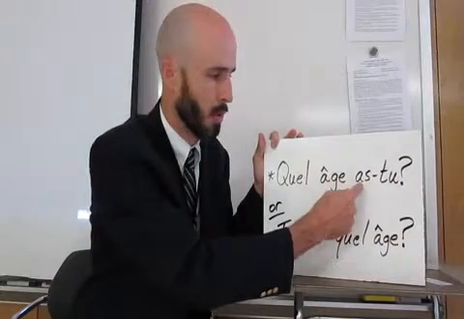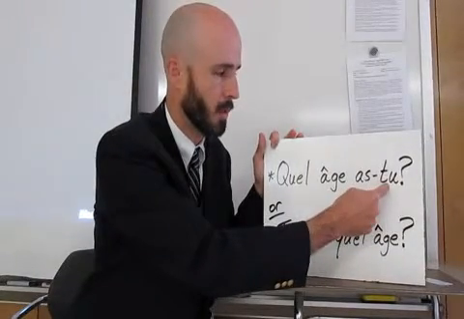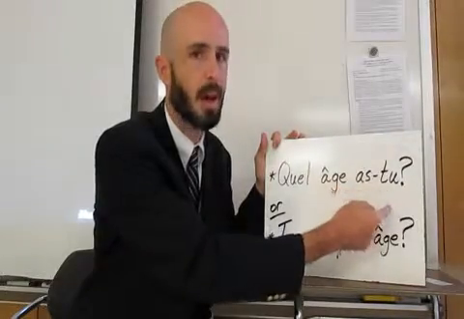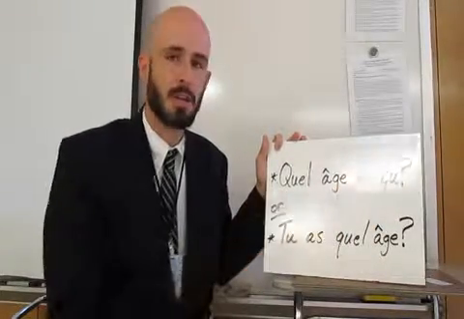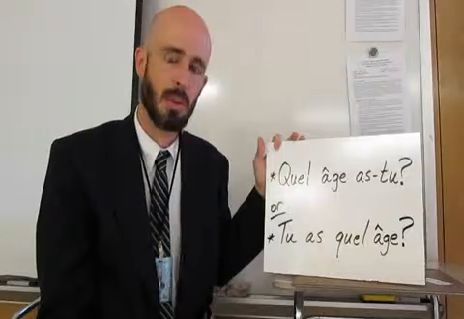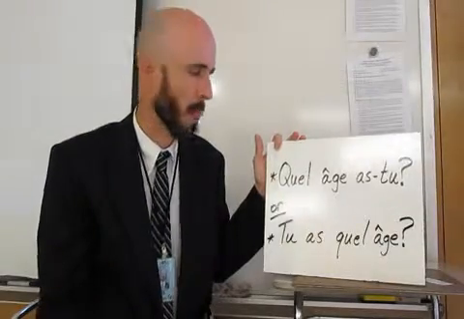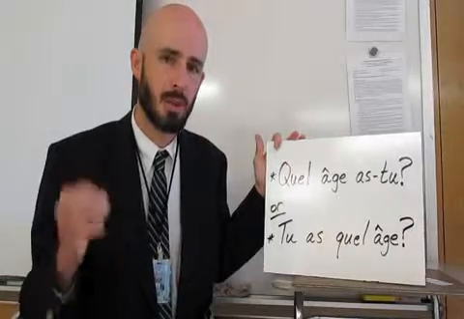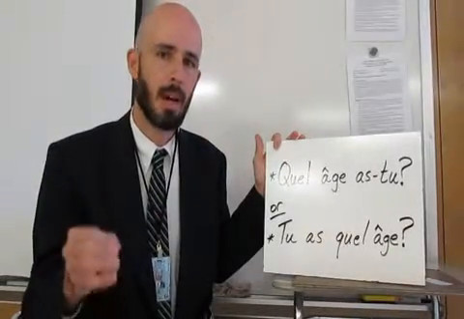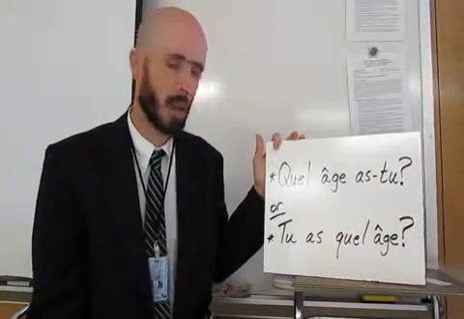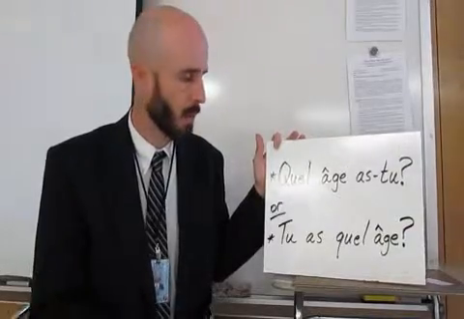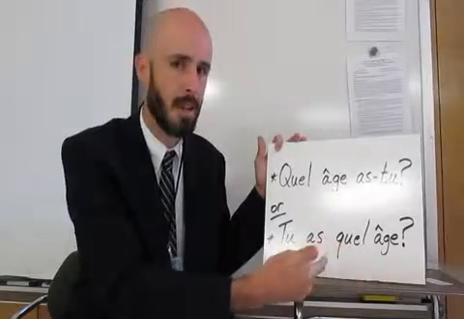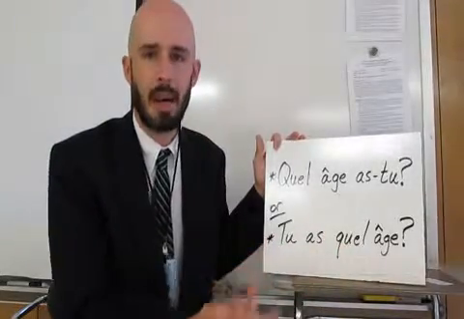And also, here you have the verb and subject inverted. There's a hyphen between them. That's why that hyphen is there. Quel âge as-tu? That's one I'd like you to learn. Quel âge as-tu? Now again, your book also gives you the same question, but with the interrogative expression at the end. That gives tu as quel âge?